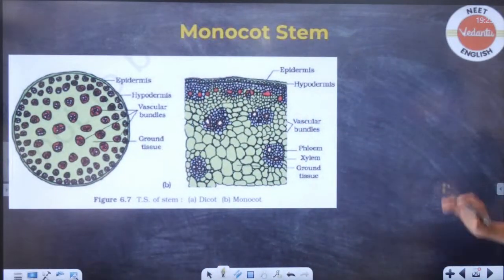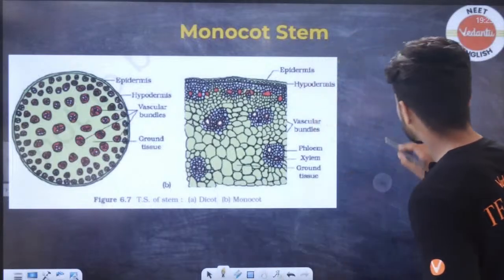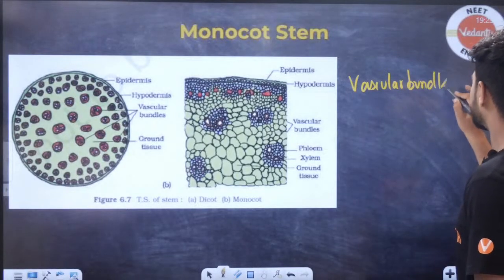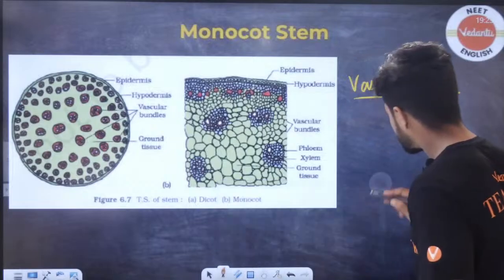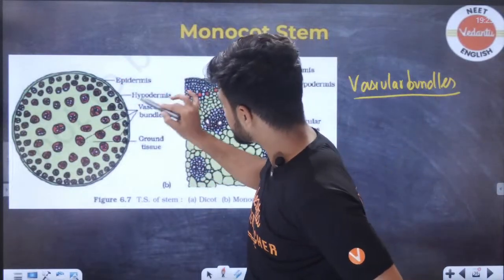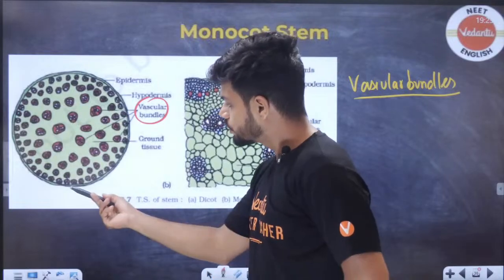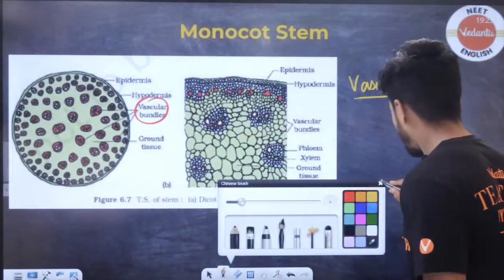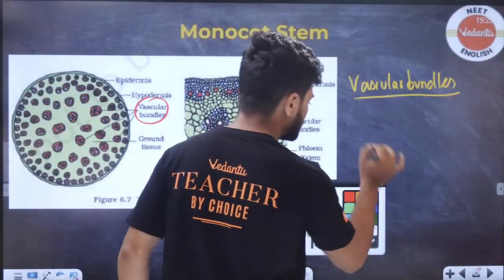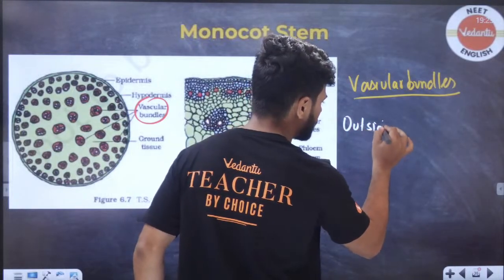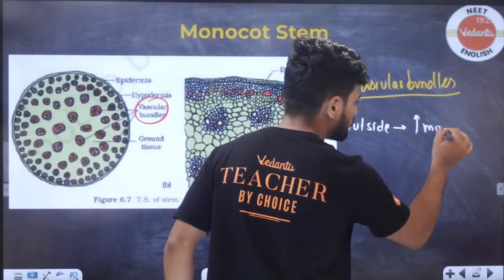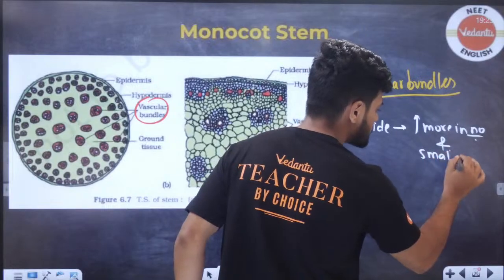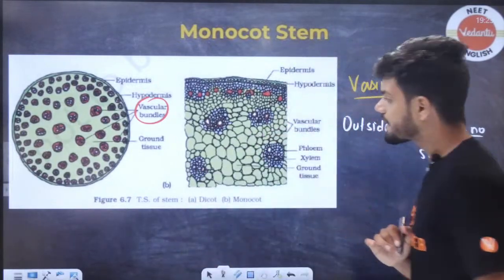But students, what is interesting to note here is the vascular bundles. Why is it interesting? Understand. If you look at the vascular bundles, see here, students, this is your vascular bundles. Towards the periphery, do you see a lot in number? Yes or no? Towards the outside or periphery, they are more in number, and also small in size.